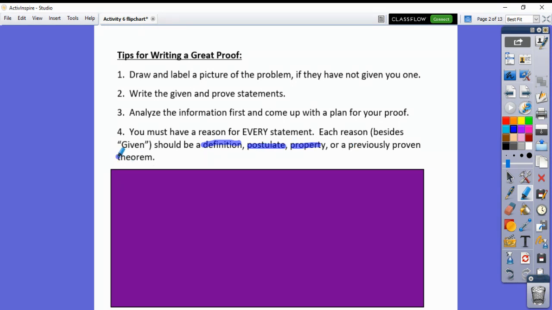Every time you put a statement in a proof, you don't want to just write down something that you think is true. You want to write down something that you know is true, and you want to give a reason for how you know that is true.